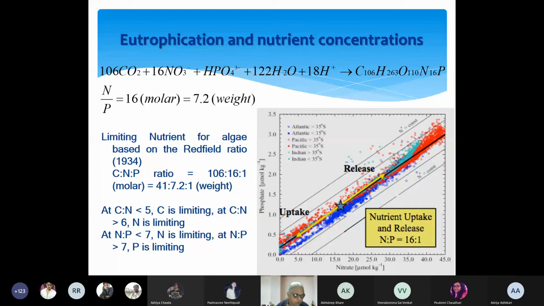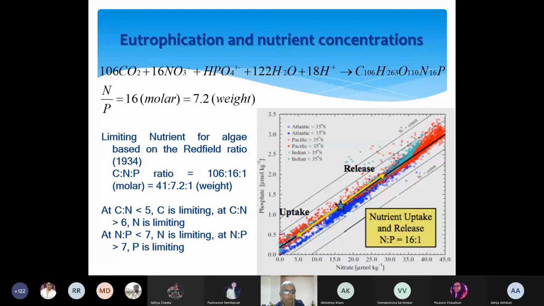Right. So for C is to N, I want a minimum of, let's say, 6 or more. If it's less than 5, I can safely say that carbon is the limiting nutrient. If it is higher, it means nitrogen is limiting. So the phytoplankton or algae are going to grow in proportion to whatever is the limiting nutrient because they cannot exceed that. That is the ceiling.